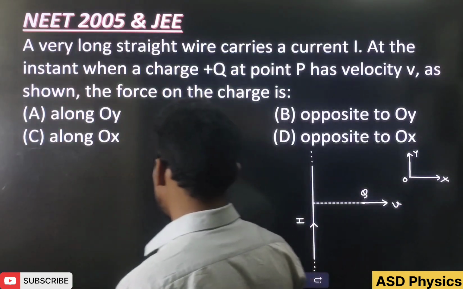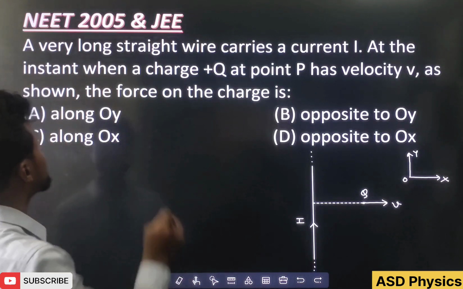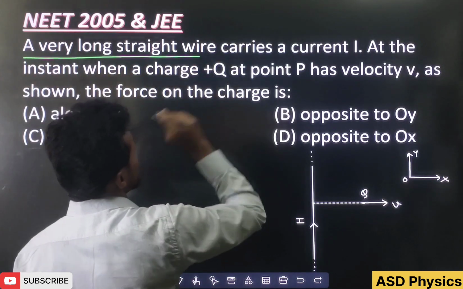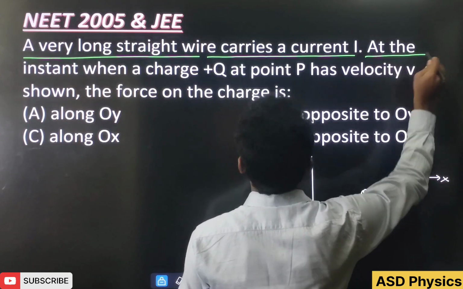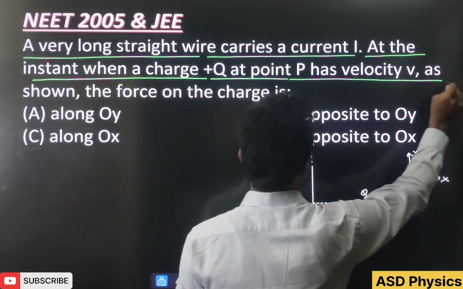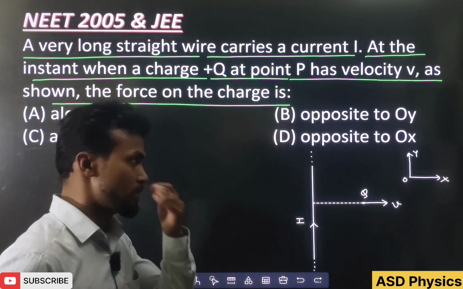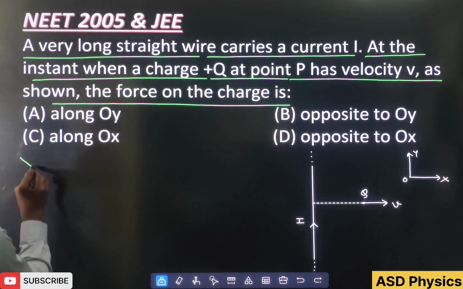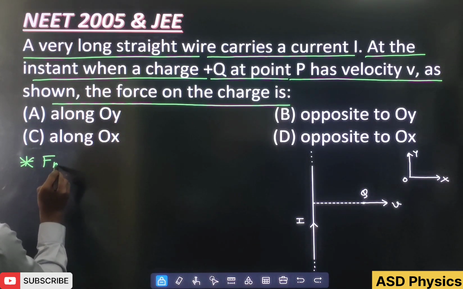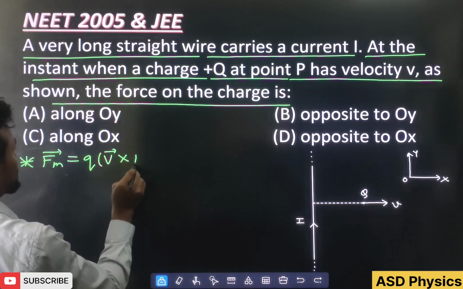Okay, great. Now students, let's see this very basic question. A very long straight wire carries a current I. At the instant when a charge plus Q at point P has velocity V as shown, the force on the charge is how much here? First remember that the charged particle is positive and magnetic force is given by QV cross B.